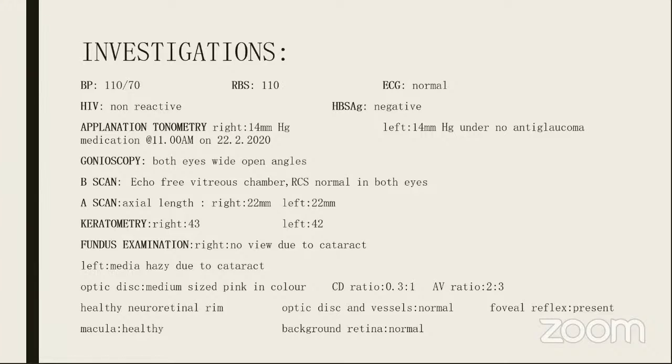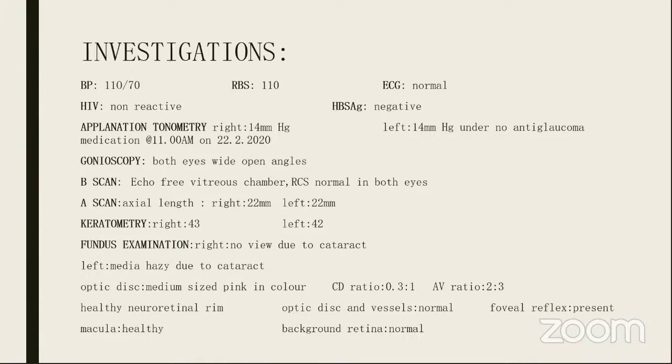On applanation tonometry, the IOP of the left and right eye is 14 mm Hg each under no anti-glaucoma medication, when measured at 11 a.m. on 22nd February. On gonioscopy, both eyes had wide open angles, and on B scan, an echo-free vitreous chamber with normal RCS is seen in both eyes. On A scan, the axial length of the right and left eyeballs is 22 mm each, and keratometry findings were right eye 43 and left eye 42.